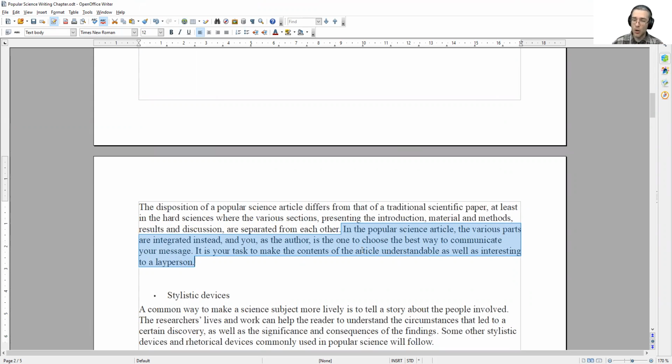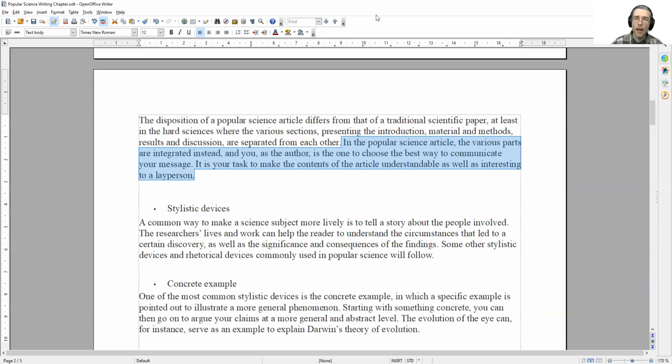The popular science article has various parts that are integrated such that the author is attempting to best communicate the message. That is, the task is to make the contents of the article understandable and interesting to a layperson. We're going to take a look at a variety of different techniques here that the author of a popular science journal article like Jennifer Kahn can use to create this sense of interest and engagement, and we'll be applying some of these techniques and exploring them in the article itself.